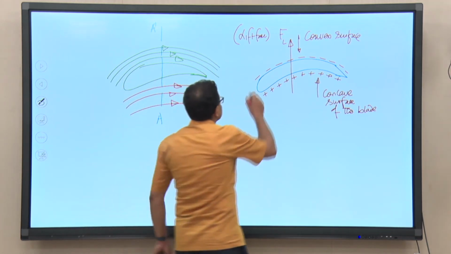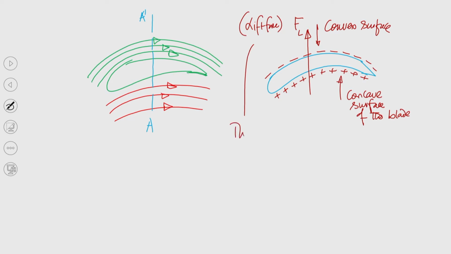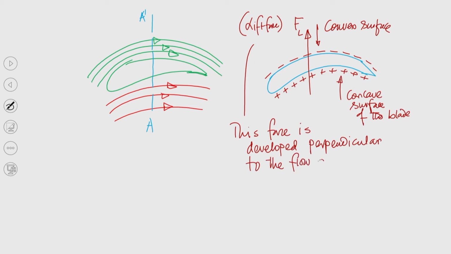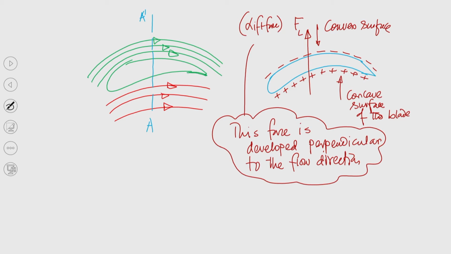And this lift force is developed perpendicular to the flow direction, right. So, this FL is developed perpendicular to the flow direction.